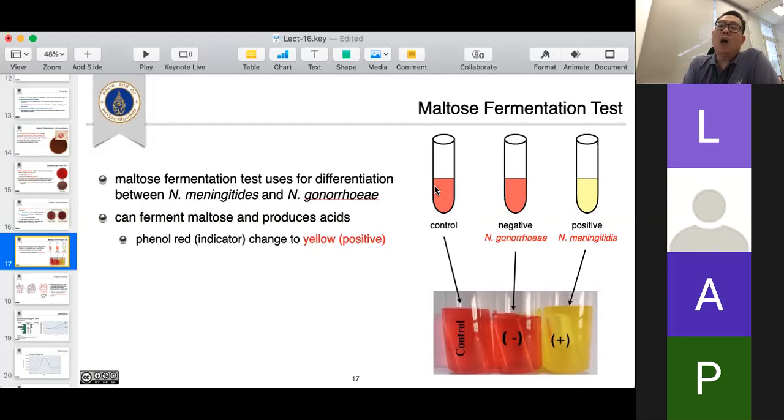Phenol red turns red when the medium is neutral or tends toward alkaline. But when meningitidis changes the sugar to acid and sometimes gas, the acid inside the medium turns the phenol red to yellow. So then this is positive. But gonorrhoeae cannot ferment maltose, so gonorrhoeae gets a negative maltose fermentation. Okay.